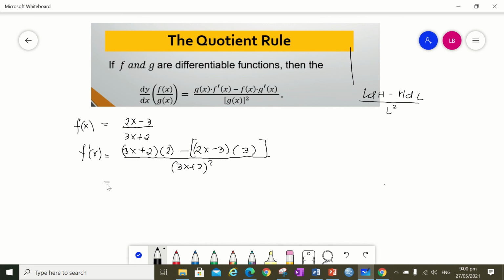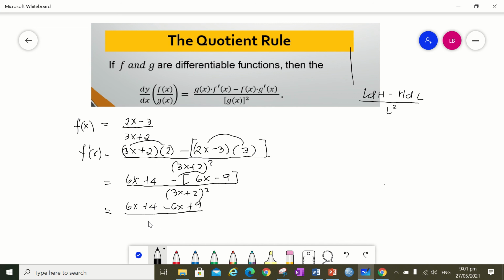So let us simplify. We have 3x times 2 is 6x, 2 times 2 is 4, minus 3 times 2x is 6x, then minus 9, all over 3x plus 2 squared. Then we have 6x plus 4. Then we have to distribute this negative, so it becomes negative 6x, and negative times negative is positive 9.